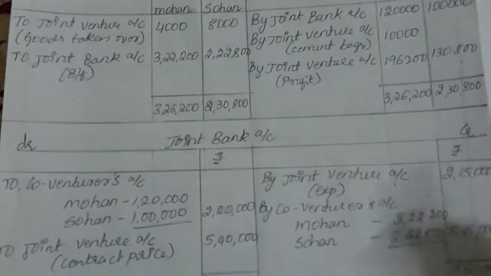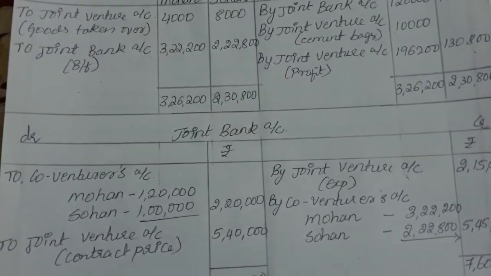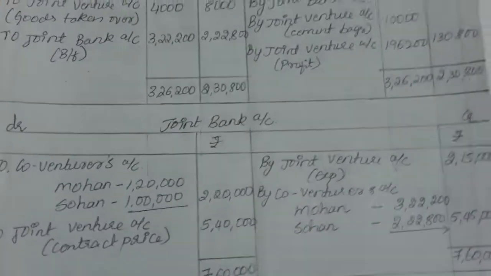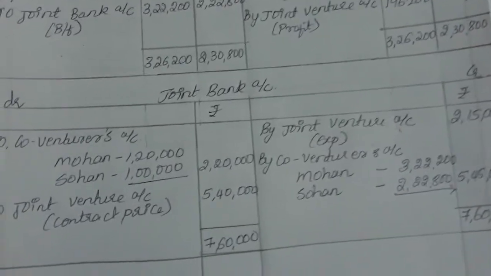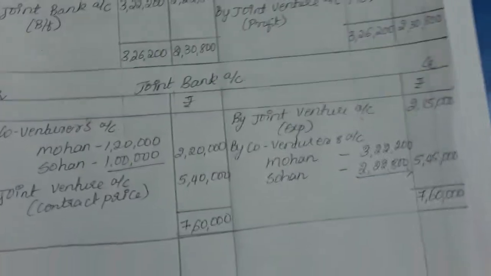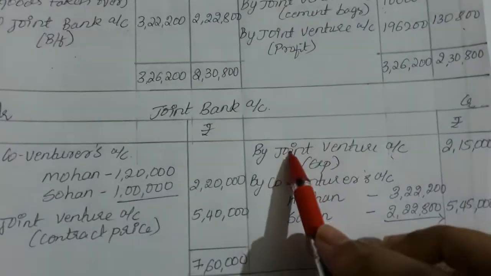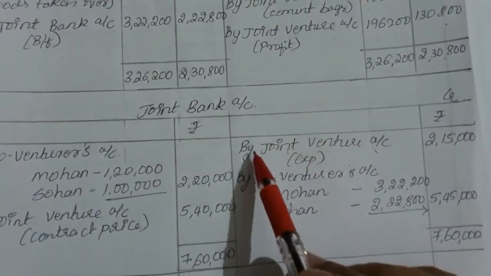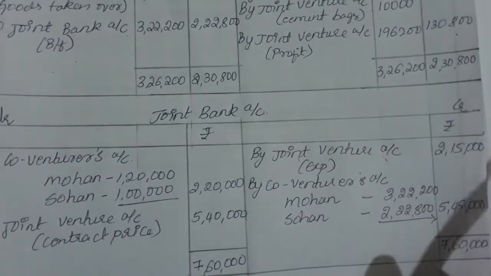So any expenses paid, where will we be recording in the bank account? If we prepare a particular bank account, all expenses come on the credit side. Because, according to the real account rule, credit what goes out. So all the expenses which are paid will be recorded here. By joint ventures account, that is 2,15,000.